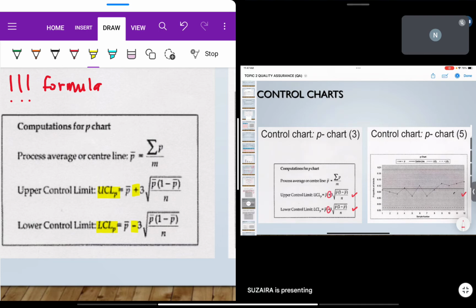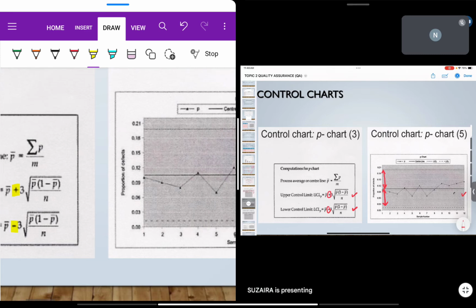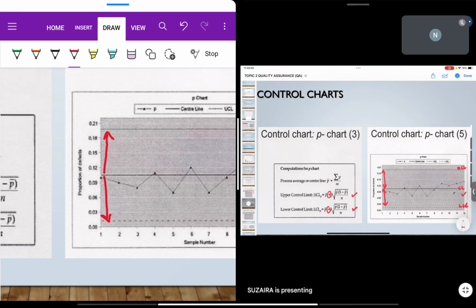So the range is similar. In between here and here, the value is similar: the range between the UCL and the CL center line, and between the LCL and the CL. So this is the CL, this is the UCL, and this one is the LCL. The range here is similar.